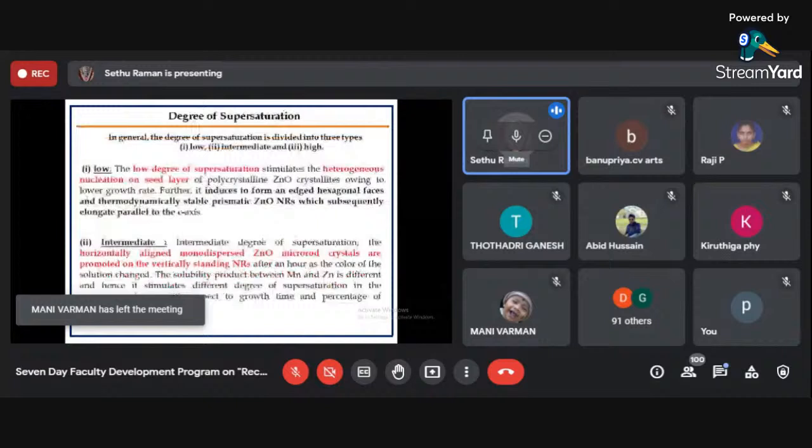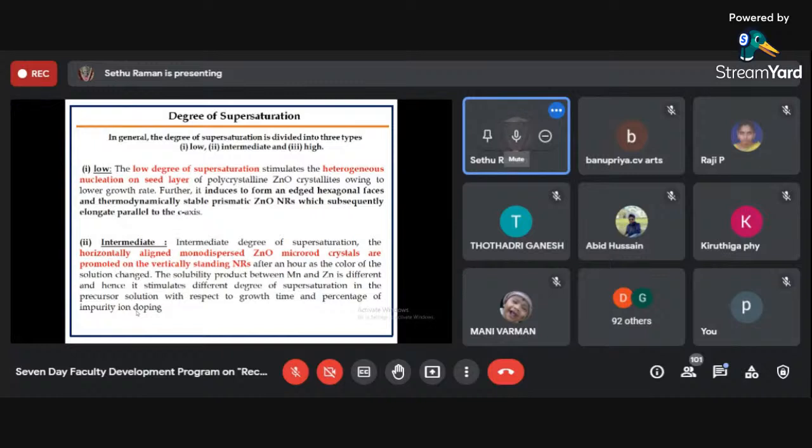initial growth of films. That's why we classified the degree of supersaturation of the solution in the chemical deposition technique. The degree of supersaturation is divided into three: low degree of supersaturation, intermediate degree of supersaturation, and high supersaturation. Low degree of supersaturation stimulates the heterogeneous nucleation on the seed layer of polycrystalline zinc oxide crystallites. So it is leading to a lower growth rate. That is the reason we have observed beautiful zinc oxide nanorod samples.